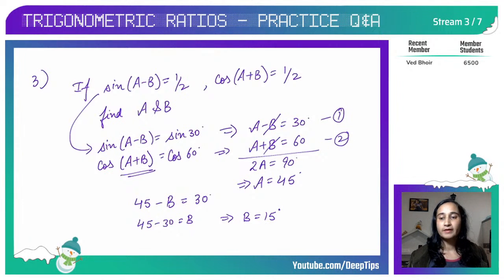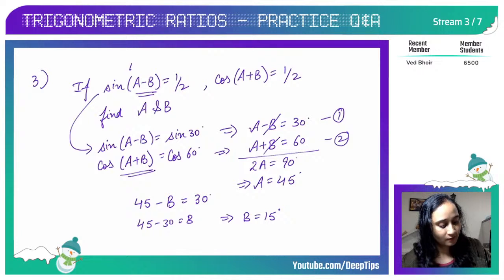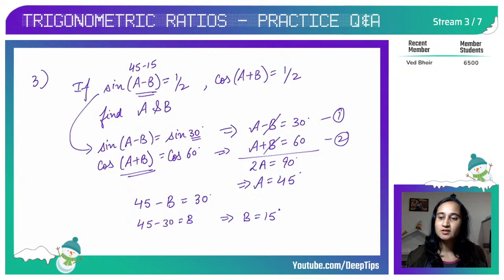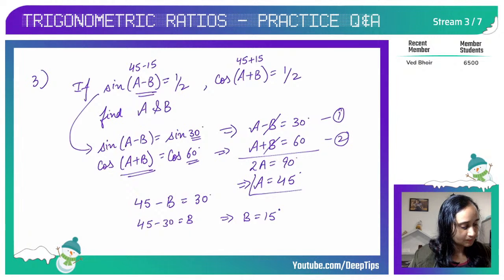Now if you want to verify whether your answer is correct or not, you can do it here very well. So 45 minus 15 gives me 30, and here I have used sine 30 only, correct? And here 45 plus 15 gives me 60, and here I have taken 60 degrees. So that means my answer is correct, that A is 45 degrees and B is 15 degrees.